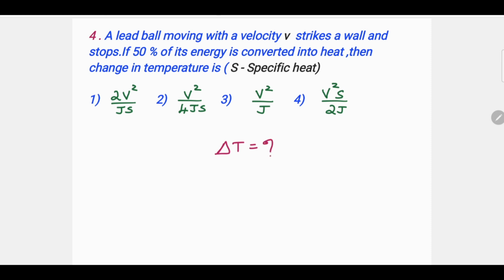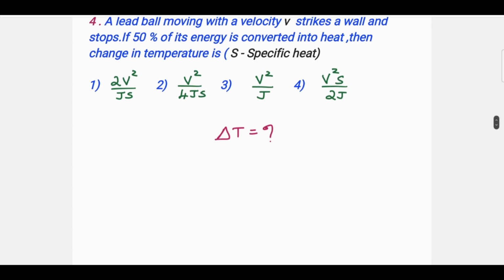Now when a lead ball is moving with a velocity, that means it is possessing kinetic energy. So half of its kinetic energy is converted into heat. So we have to think like this, half of kinetic energy, that means 50% of its energy means half of half mv square. Now in that answer choice, if you look, you can see in all the terms J is present. It is actually Joule's mechanical equivalent of heat. It is actually a conversion factor.